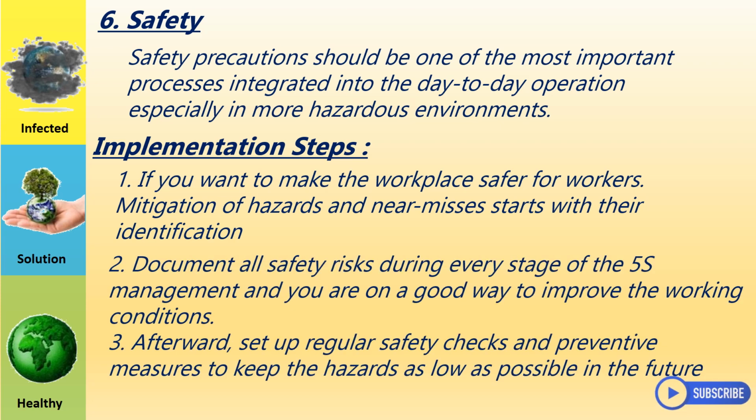Document all the safety risks during each and every stage of 5S management. We need to improve the working conditions. Afterward, we need to set up regular safety checks to prevent and keep the hazards as low as possible in the future. In hazard mitigation also, we have a hierarchy called EZIP: elimination, substitution, engineering control, administrative control, and PPE. This is how we need to mitigate the hazards and near miss cases, starting with their identification.